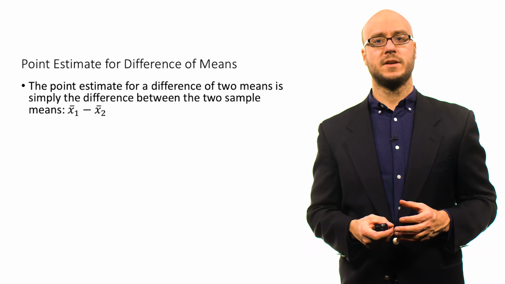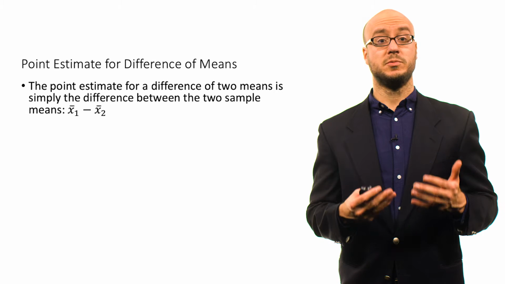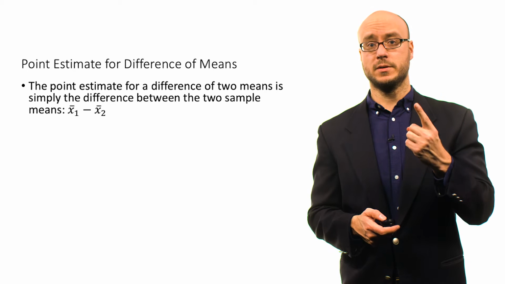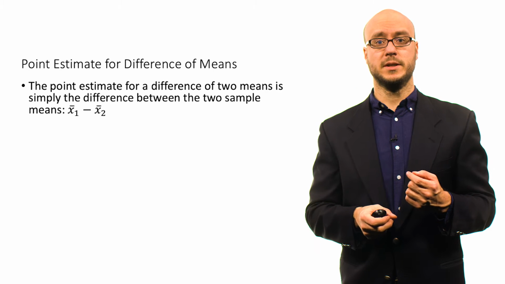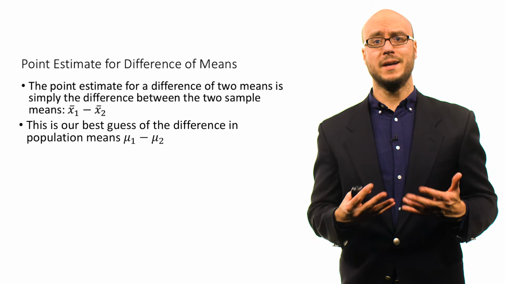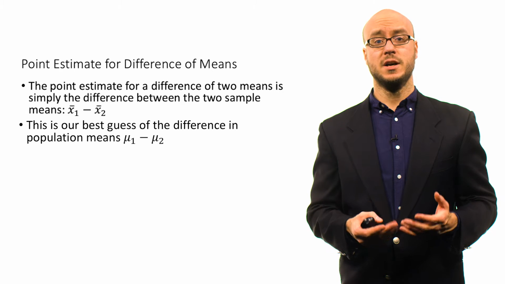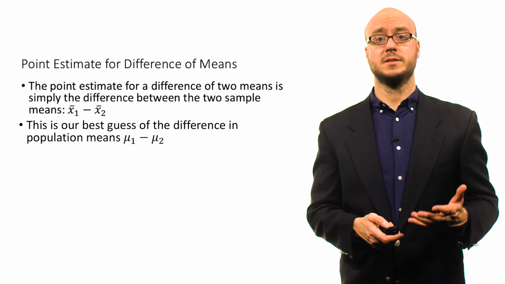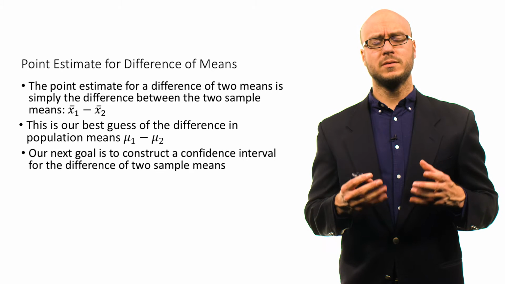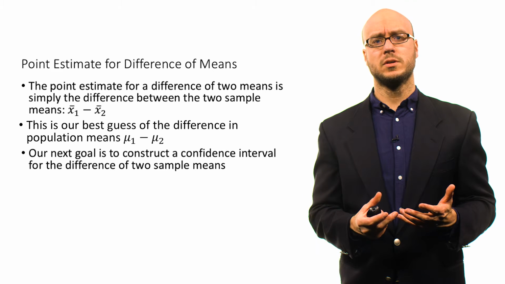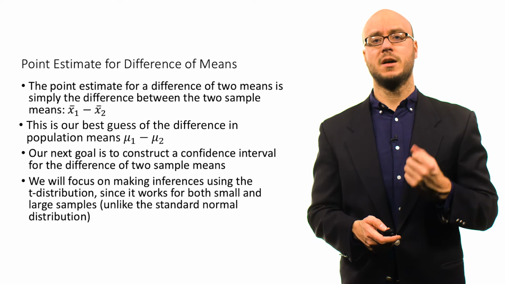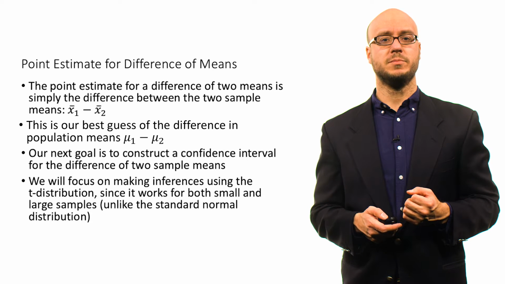So the point estimate for a difference of two means is simply the difference between the two sample means. That is our point estimate. It's a single number. So the difference of these two sample means, that is a single number. So that's a point estimate. This is our best guess, in absence of additional information, of the difference in population means, the difference between mu1 and mu2. So our goal then is to construct a confidence interval for the difference of these two sample means, to say something about the difference of two population means.